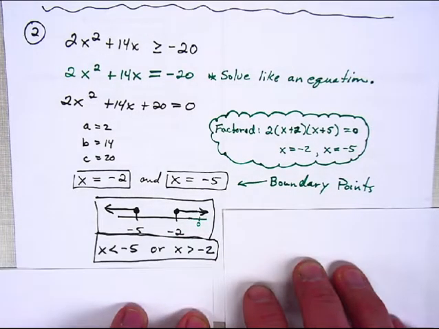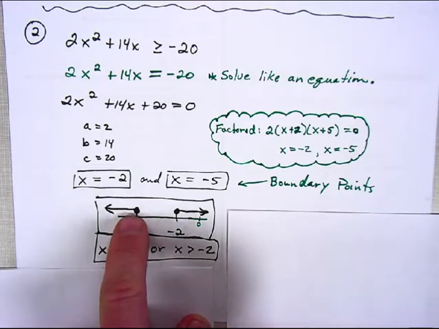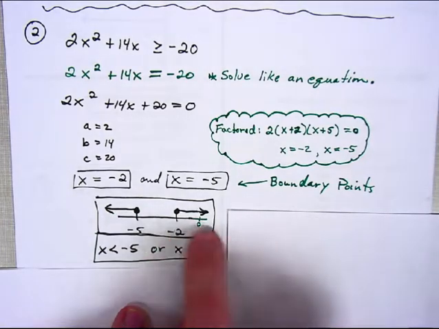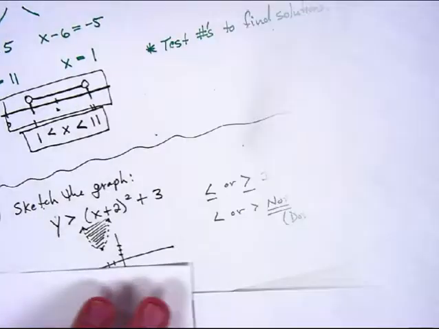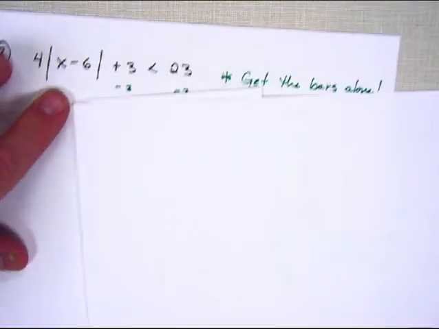So the way we say that is an OR statement. We say all the x values that are less than negative 5 or all the x values that are greater than negative 2. That's how you solve this one. Next, number 3. We have an absolute value inequality.